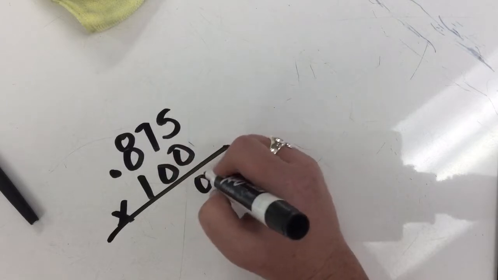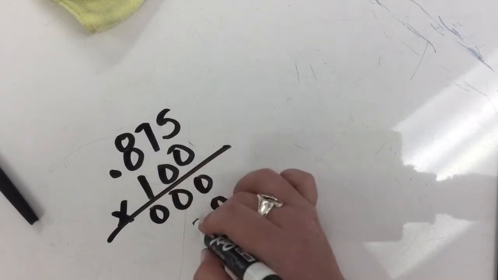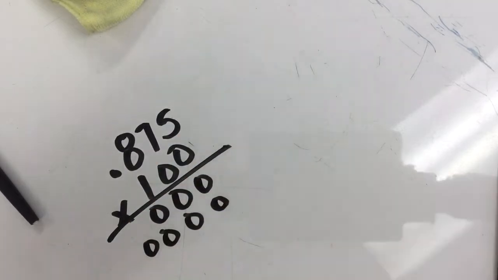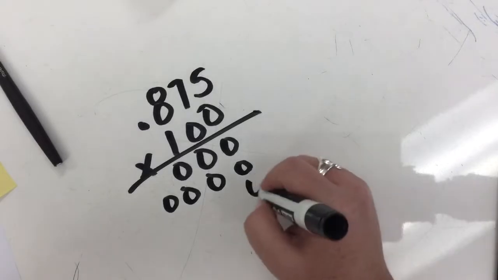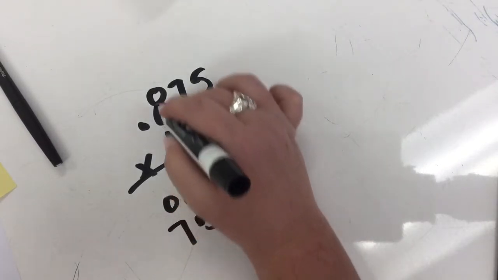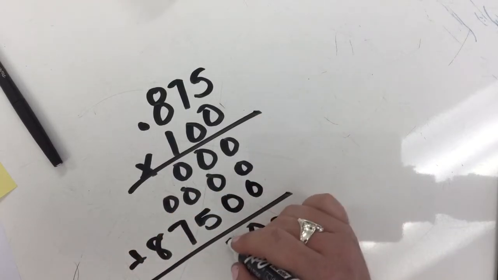0 times 5 is 0. 0 times 7 is 0. 0 times 8 is 0. 0 times 5 is 0. 0 times 7 is 0. 0 times 8 is 0. 1 times 5 is 5. 1 times 7 is 7. 1 times 8 is 8. Let's add all that together.